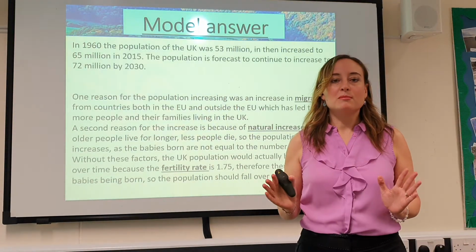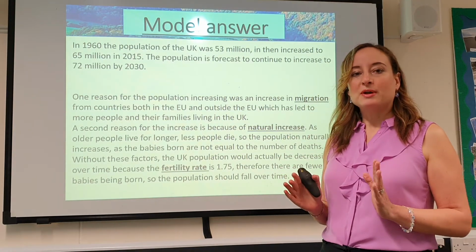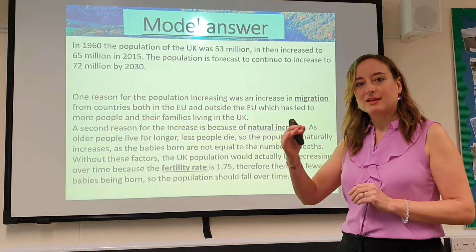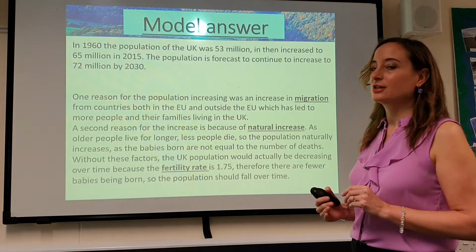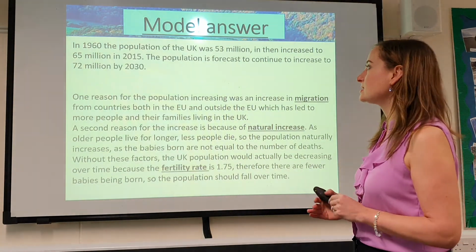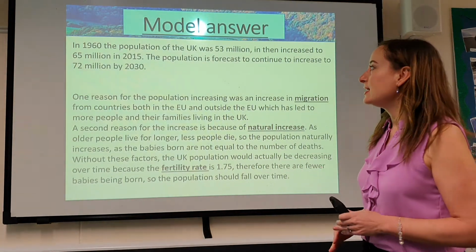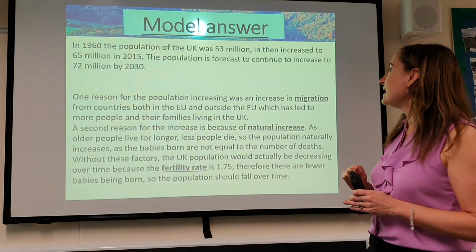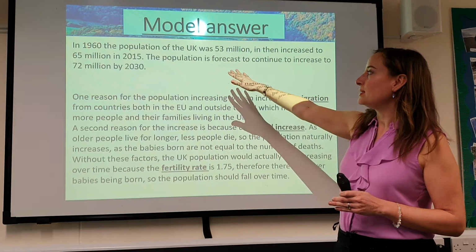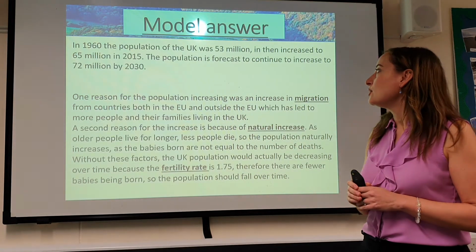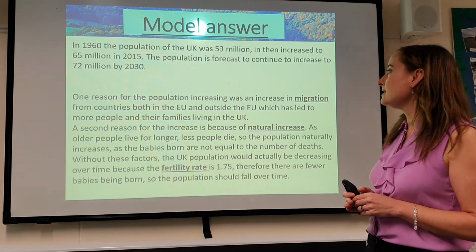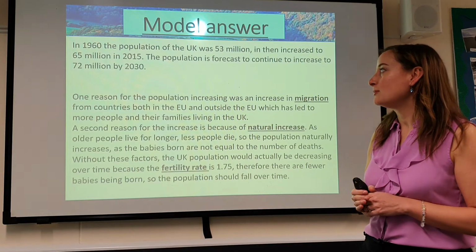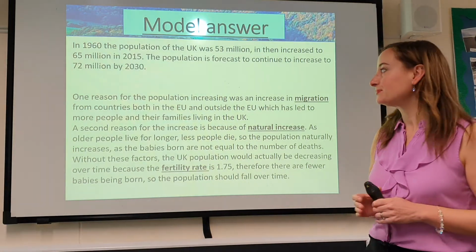Okay, so I've now put a model answer on the board for you. When you've written your own answer, I'd like you to look back at it, and alter and adjust it to make sure that it's a really strong answer. So what I've put down is: in 1960 the population of the UK was 53 million. It then increased to 65 billion in 2015. The population is forecast to continue to increase to 72 million by 2030.